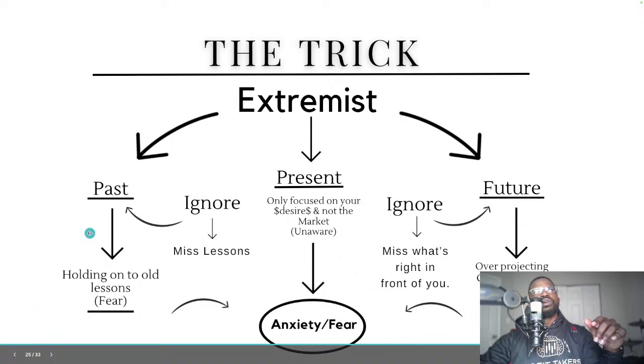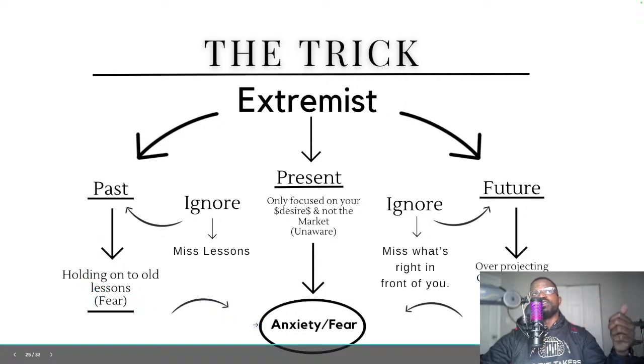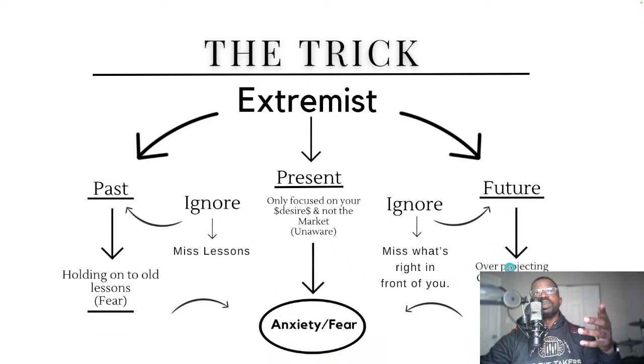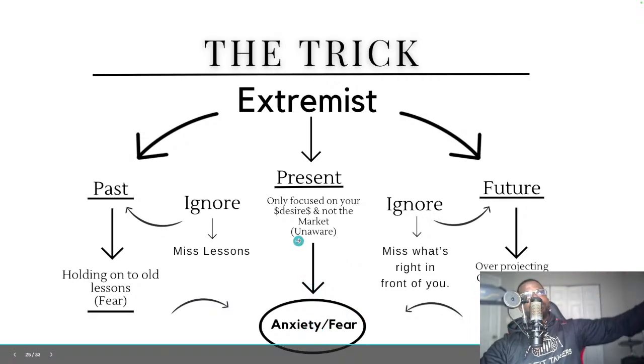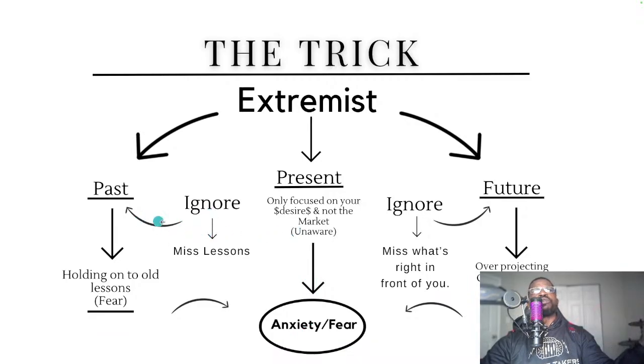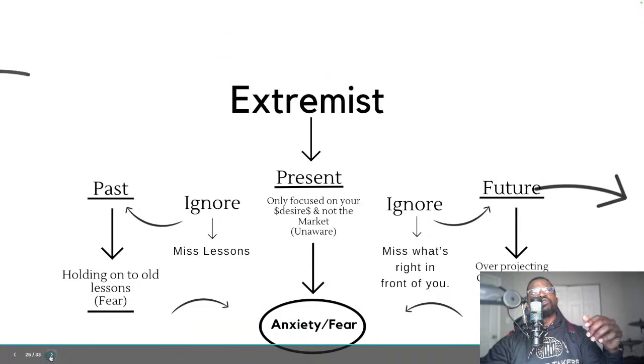So ignoring those lessons makes it harder for you to execute on the next trade because you don't trust yourself. When you are over projecting from being an extremist of the future, and you start closing your trades too soon, that greed produces anxiety and fear, making it hard for you to trust yourself. And being an extremist of the present, only focusing on your desires, you're ignoring the lessons from the past. You are missing out on what could happen from you being inspired by your future, and it's all putting you in a position where it's hard for you to execute on that next trade setup.